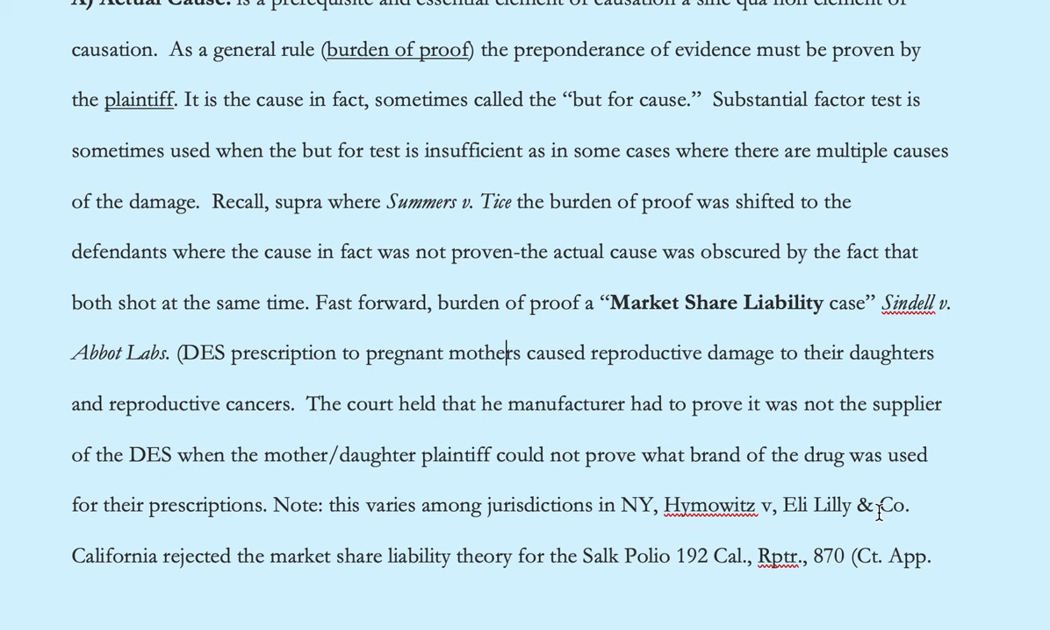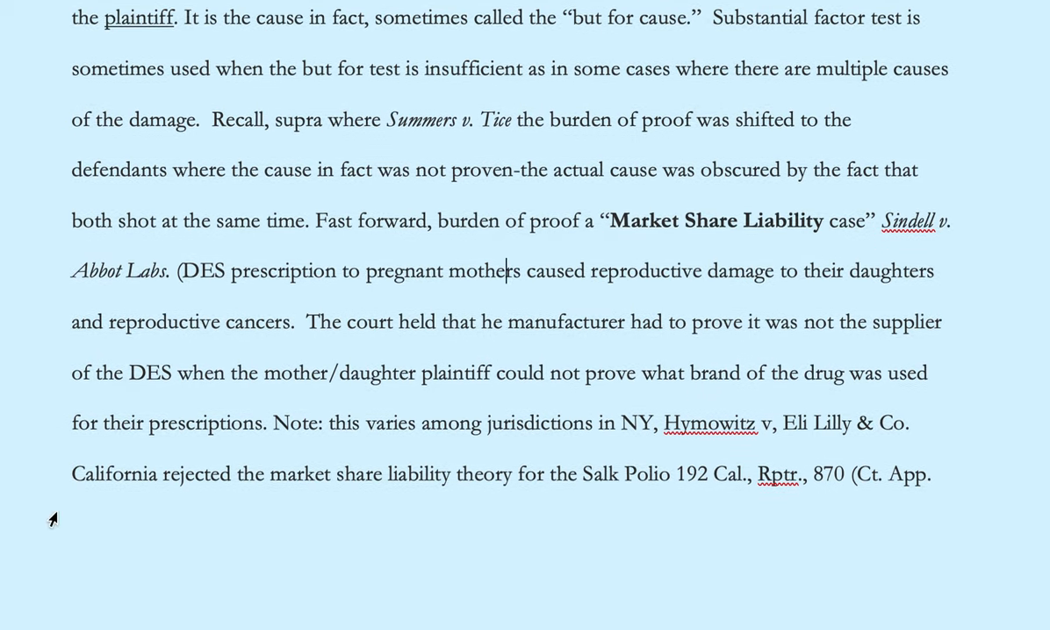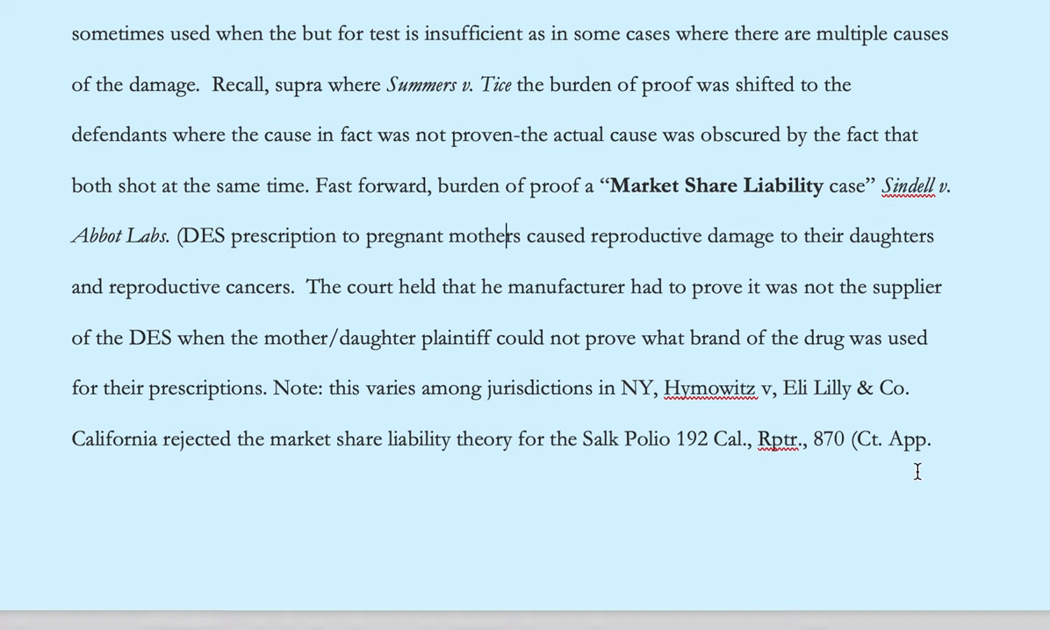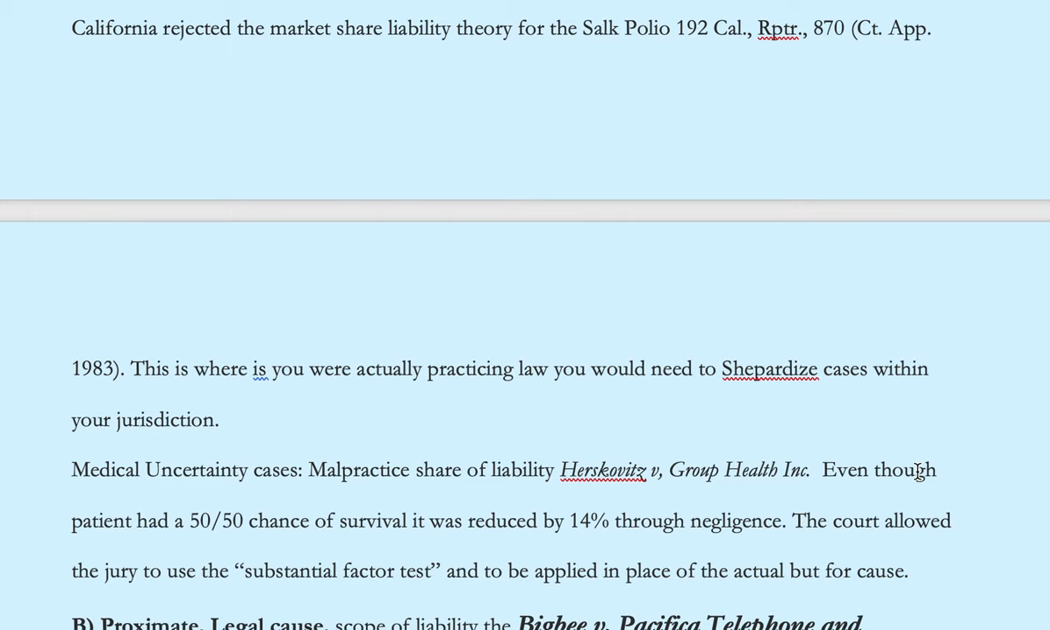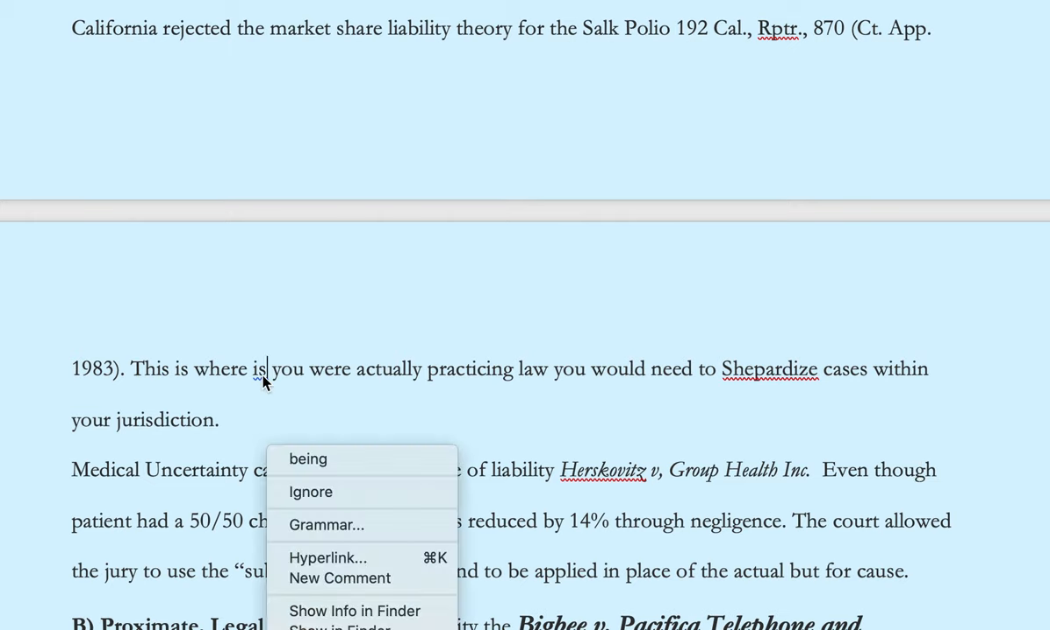Wait a minute, I'm sorry, I jumped ahead. So basically, California had rejected the market share liability for salt polio, and this is in the California Reporter. Okay, and it's an 83 case.